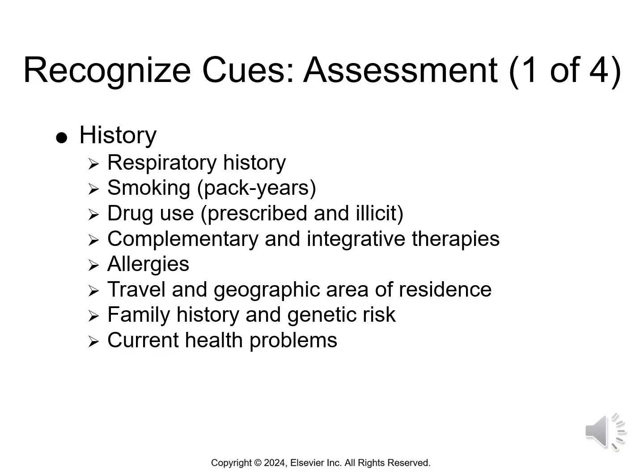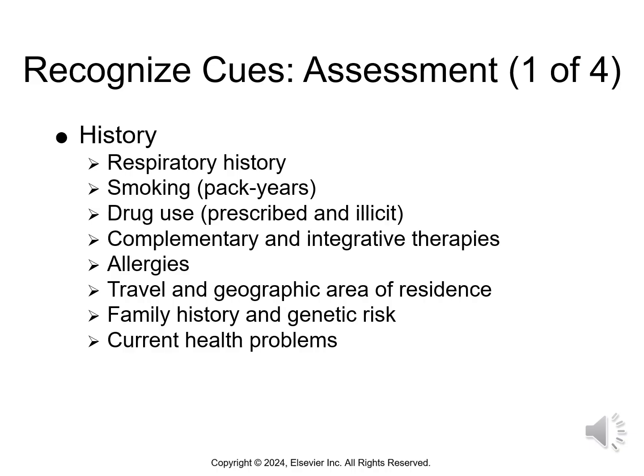An example of this would be someone who smokes 1.5 packs per day for 20 years. They have a 30 pack-year history. So that patient is going to have much more lung damage than your patient who just started smoking. We talk about drug use, prescribed and illicit. Both prescribed and illicit can affect lung function when taken systemically.